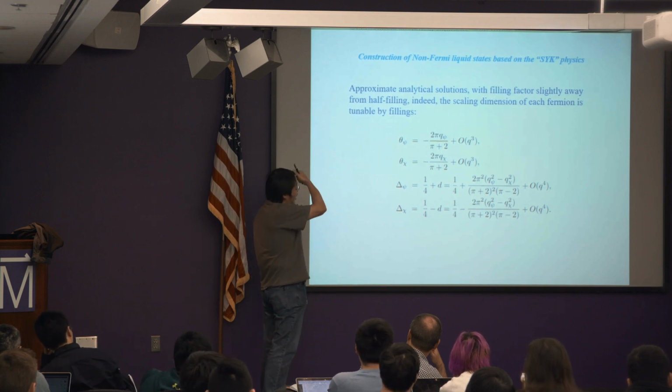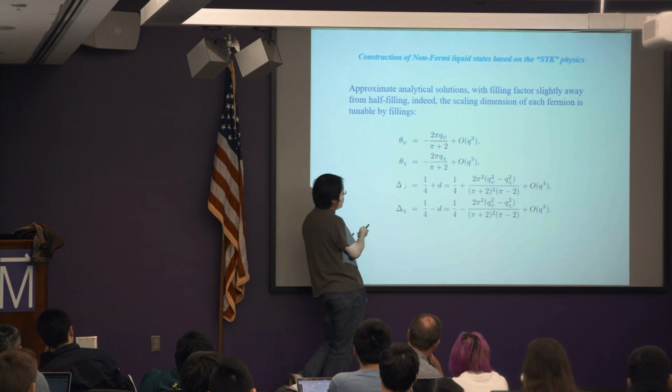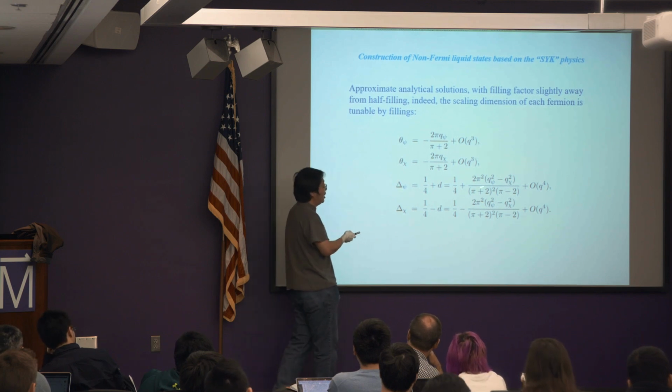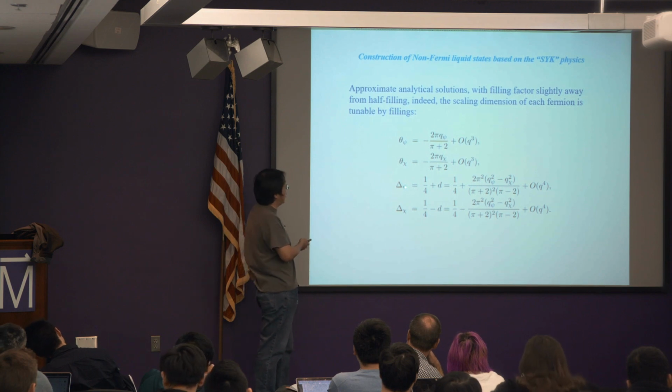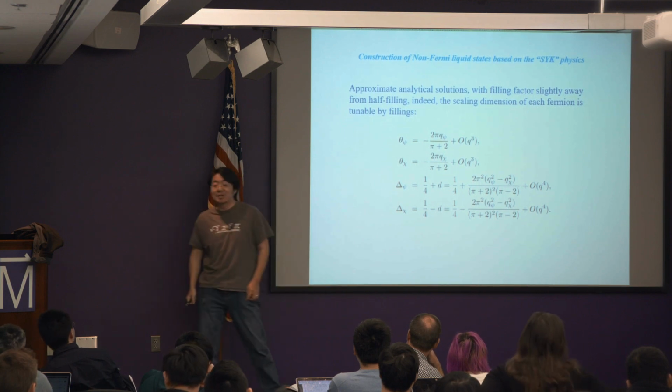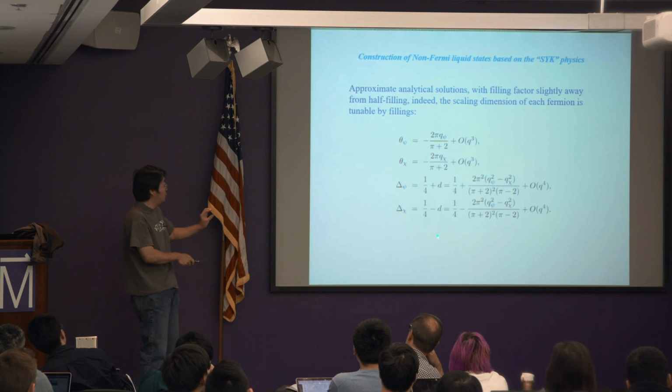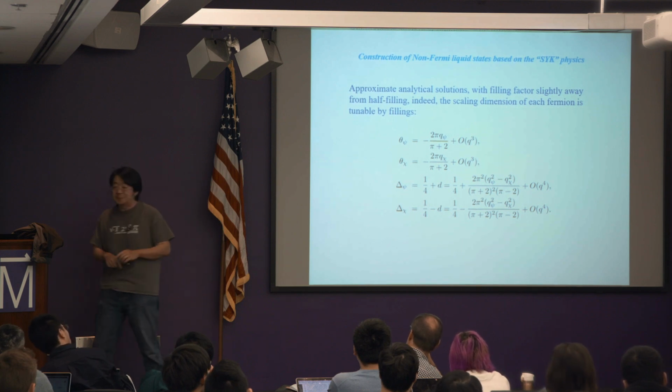So indeed, the scaling dimensions of psi and chi depend on the filling. The filling will change the scaling dimensions of psi and chi, and the sum of them is always 1/2.